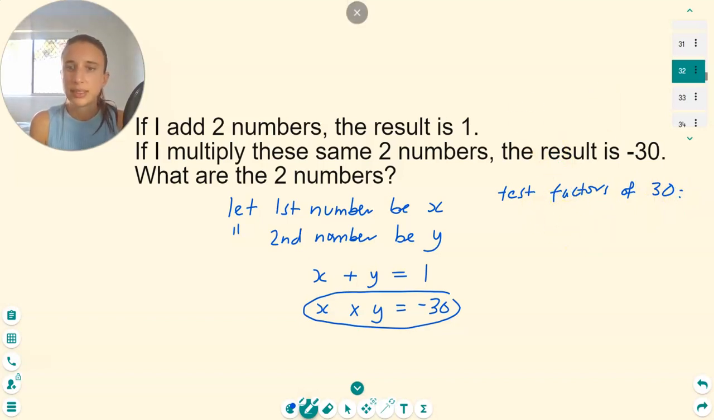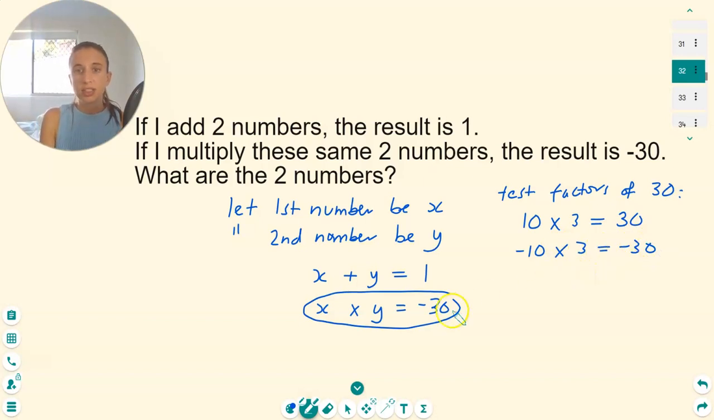Let's try 10 and 3. So we know that 10 times 3 indeed gives me 30. And in order to come up with a negative number, what must these numbers be? We know that the signs have to be different, right? So one will have to be negative, one will have to be positive. So let's just try out 10 being the negative one. And then we'll get our answer. So indeed, this equation is satisfied now.